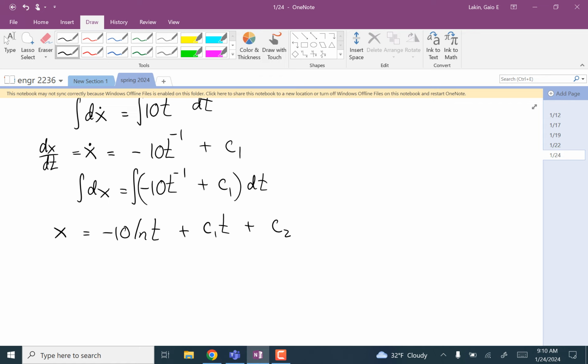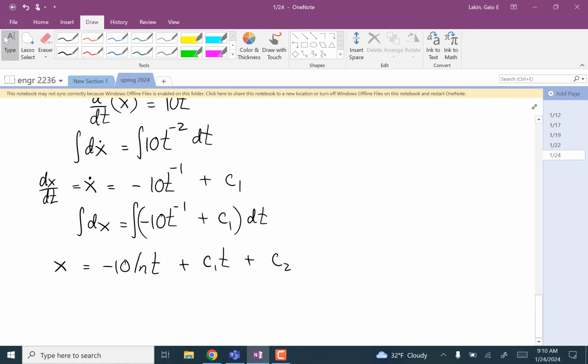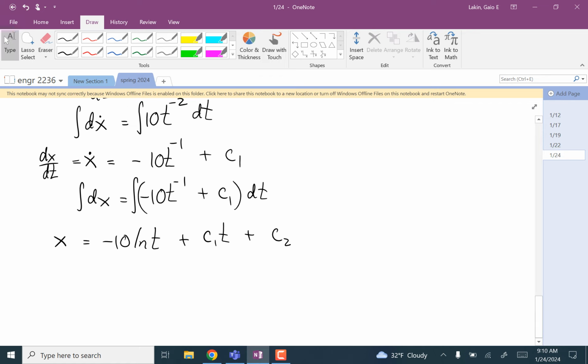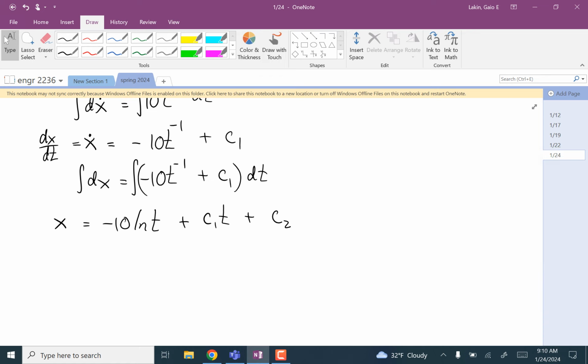This is what you did? So I just forgot to divide something somewhere? Yeah, I think so. Okay. All right, so now what do you do with the boundary conditions?